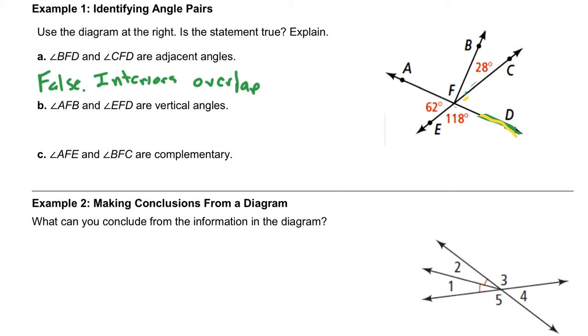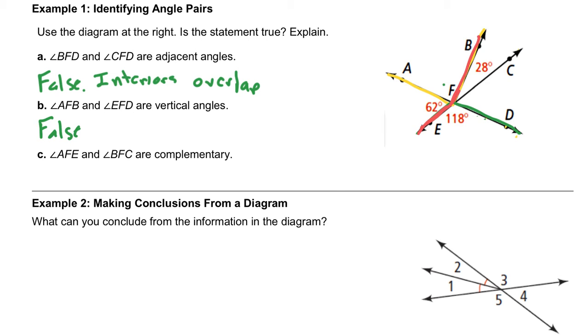Moving ahead to part B. AFB, EFD. So AFB, and I'm going to go to EFD. Now, if you look at these two angles, they do look like they might be. I'm going to trace this in red. If we look at this segment right here, or this ray and this ray, they do not form opposite rays. So I would say that one is also false.